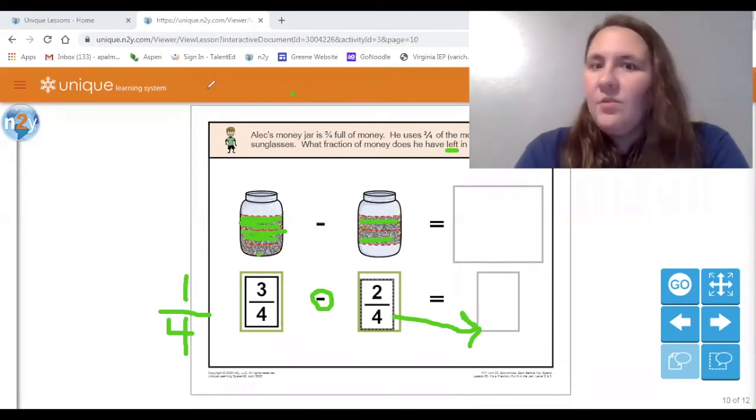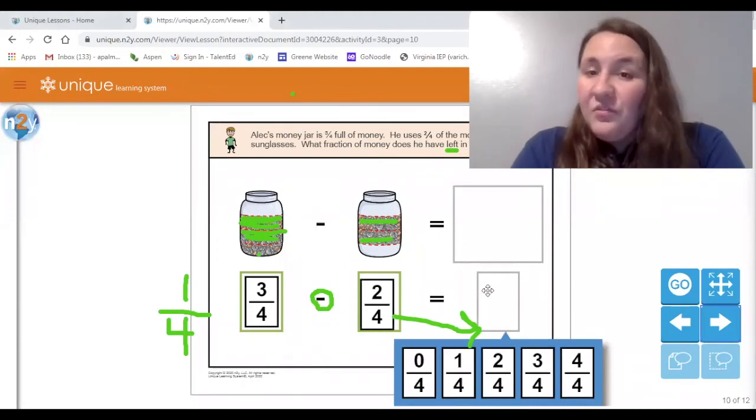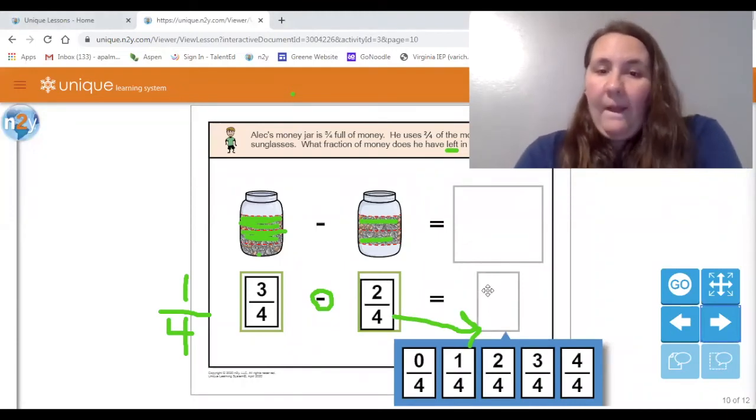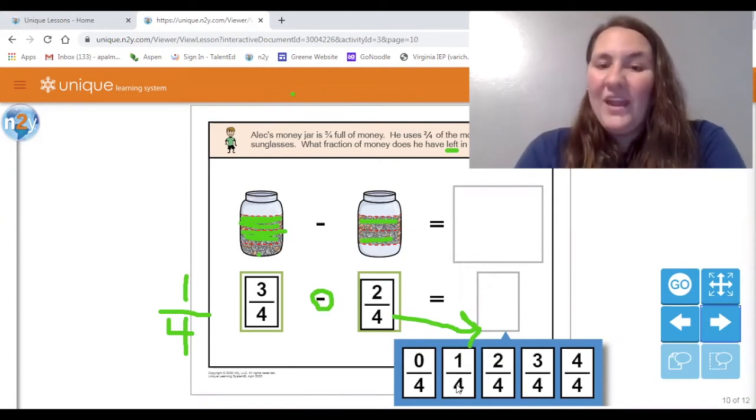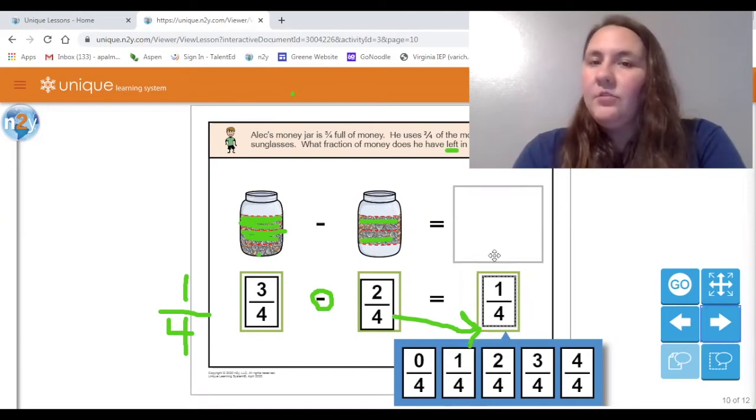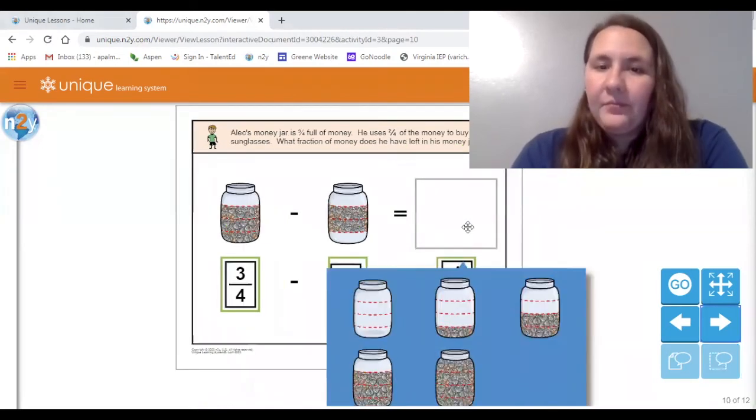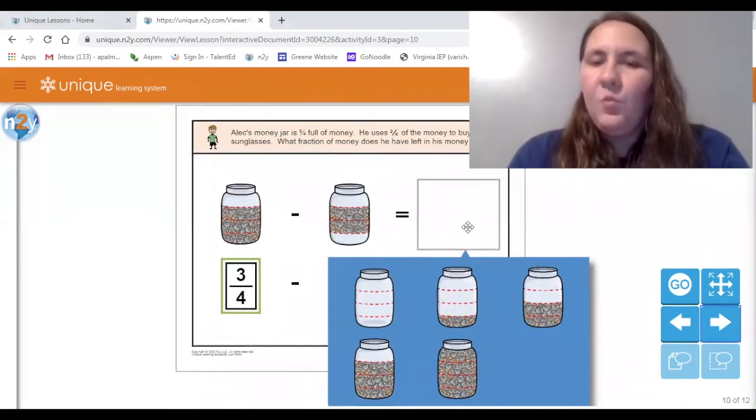Man, you guys are so smart. All right, can you find the fraction 1/4 with your finger and touch it? Great job. Oh my goodness, kiss your brains. You're so smart. All right, which jar shows me 1/4?